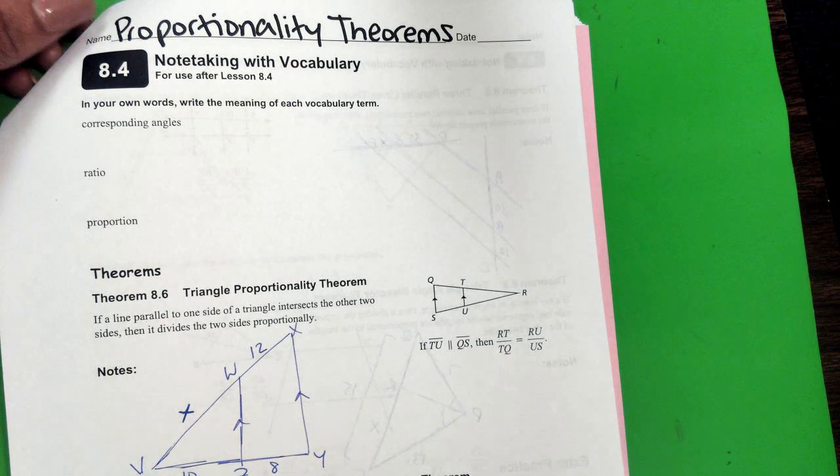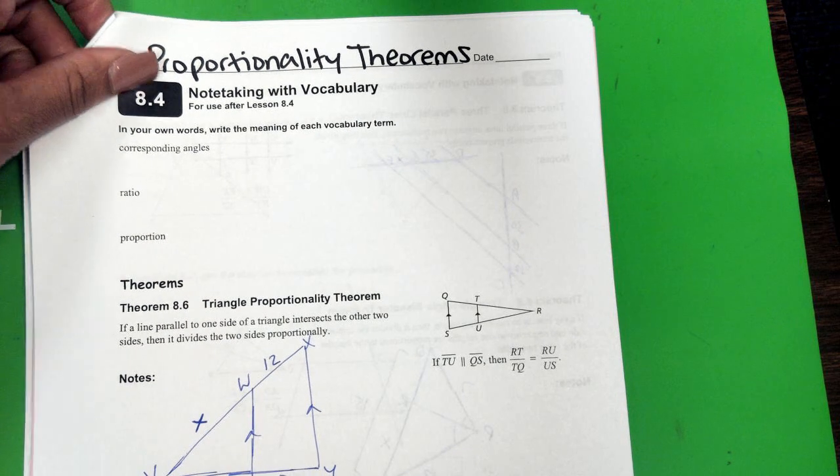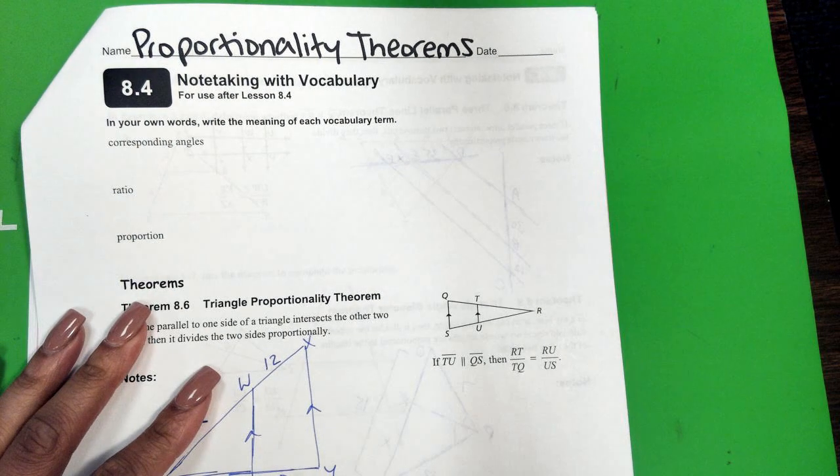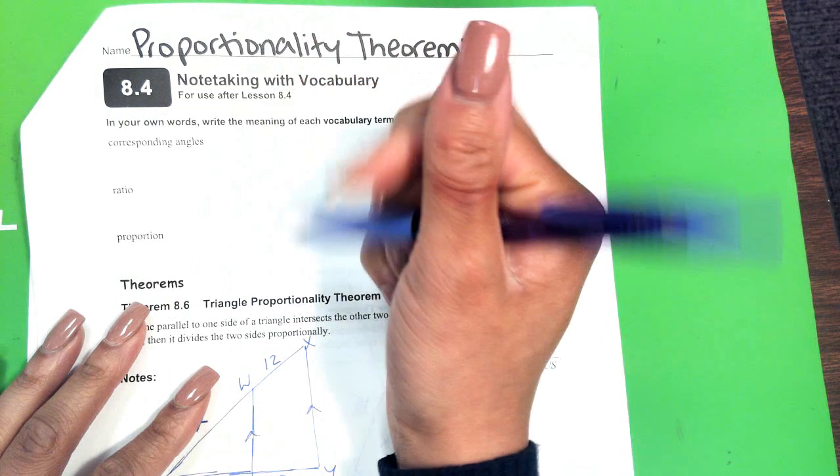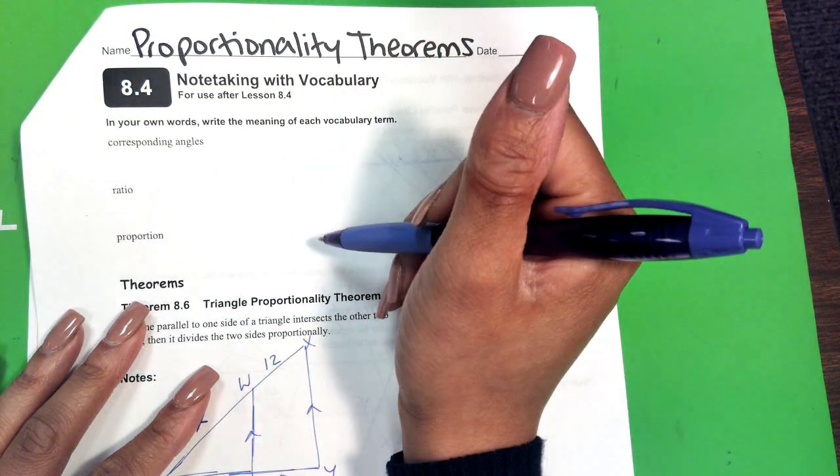Alright, we're on to our last section of Chapter 8, and it's over proportionality theorems. So we're going to go through our three definitions, and we've kind of talked about these before.